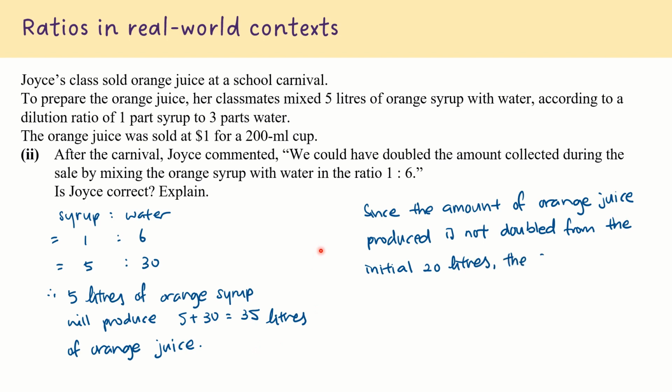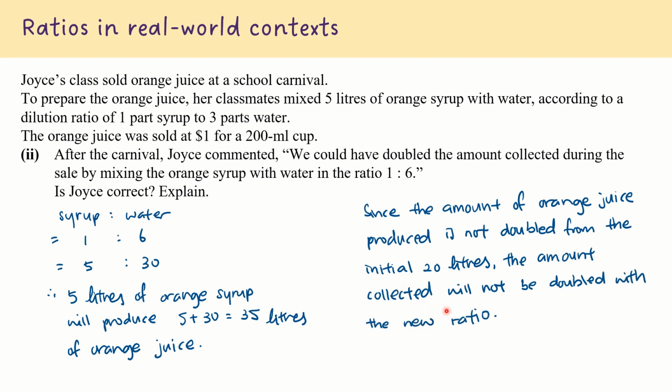So we explain by saying that since the amount of orange juice produced is not doubled from the initial 20 liters, the amount of money collected will not be doubled with the new dilution ratio of 1:6.